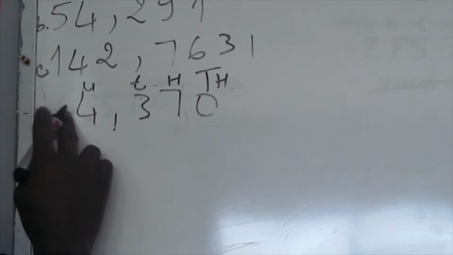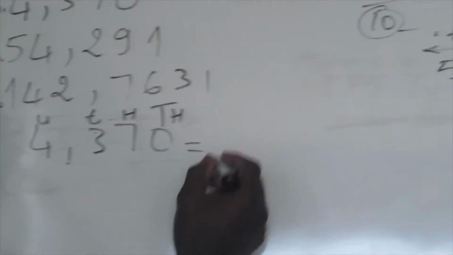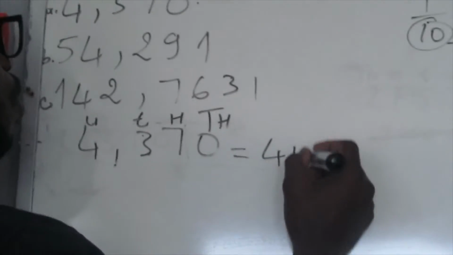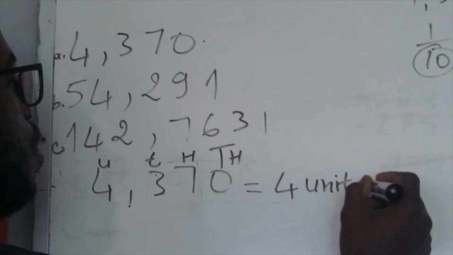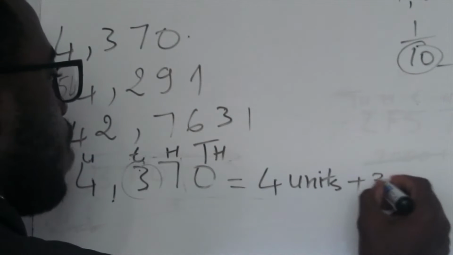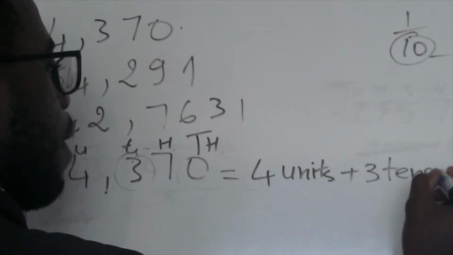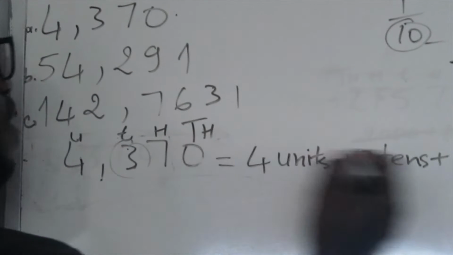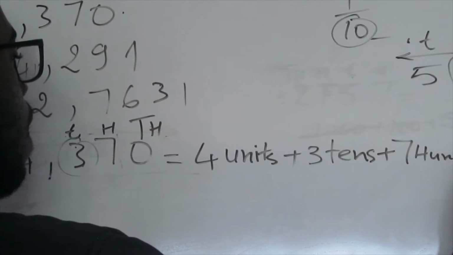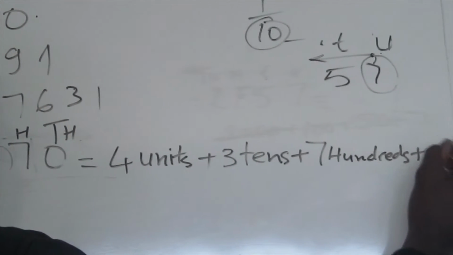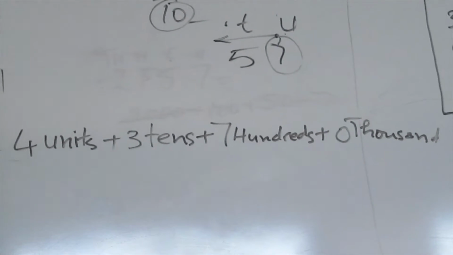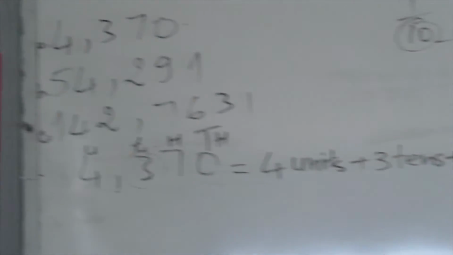So to place value this number, we start with the whole number first. We have 4 units plus, now we go after the comma, we have 3 tenths plus 7 hundredths plus 0 thousandths. This is how we place value the decimal number.